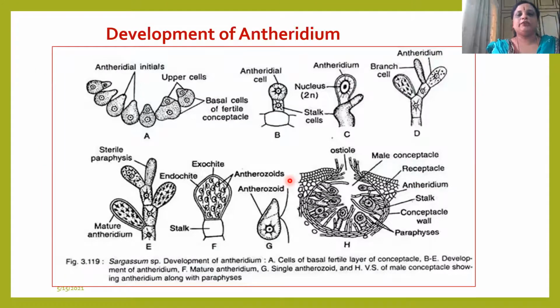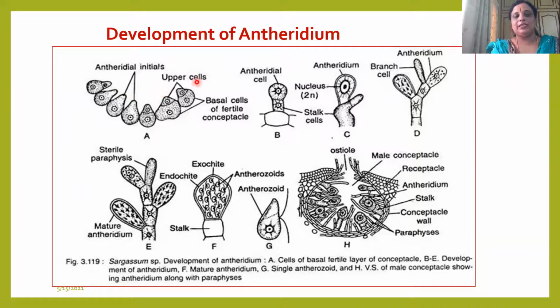Now, coming to the development of the antheridium. How does the antheridium actually develop? This antheridium develops, as I was mentioning, from a special structure called male conceptacles. See, this is how the male conceptacle looks. Here also, from the receptacle branch, there are some cavities. At the wall of this cavity, some of the cells become distinguished. Those are called antheridial initials.